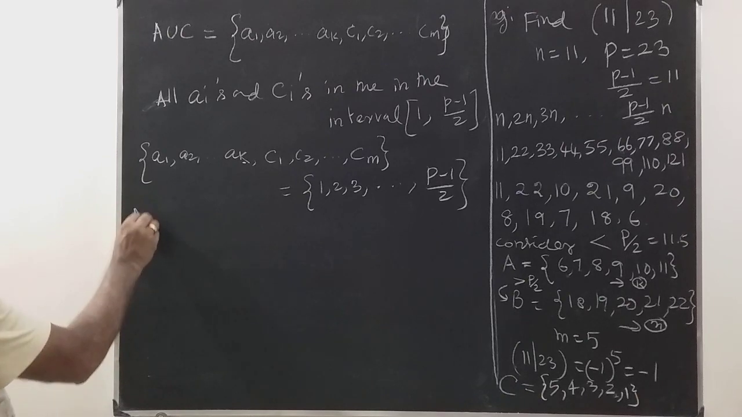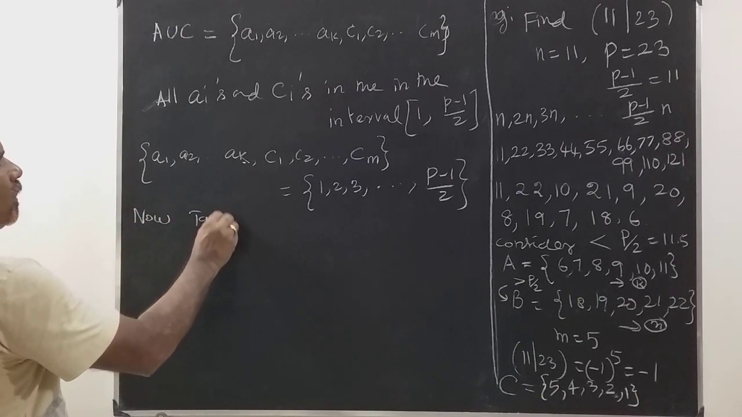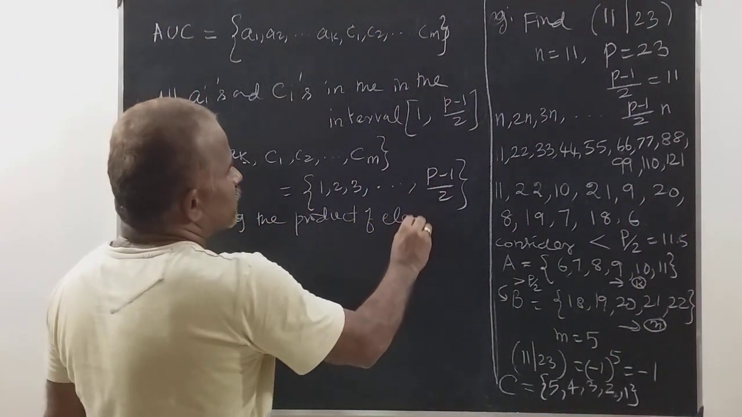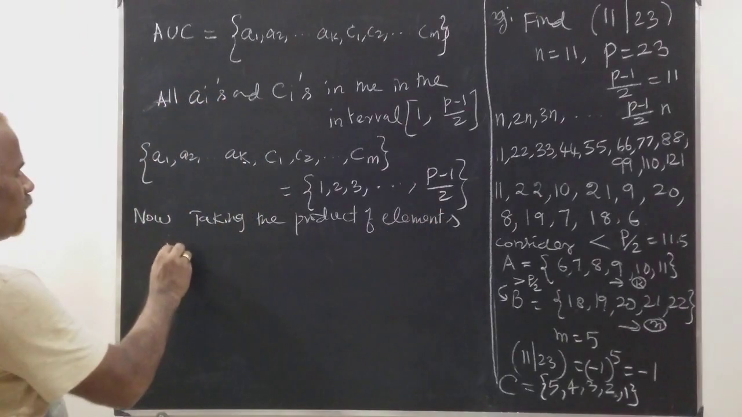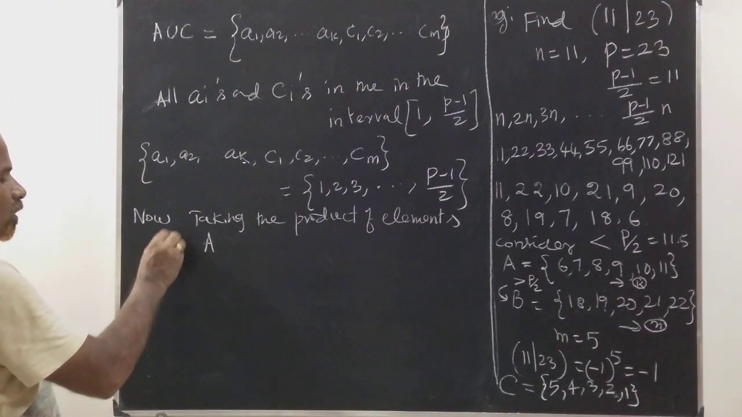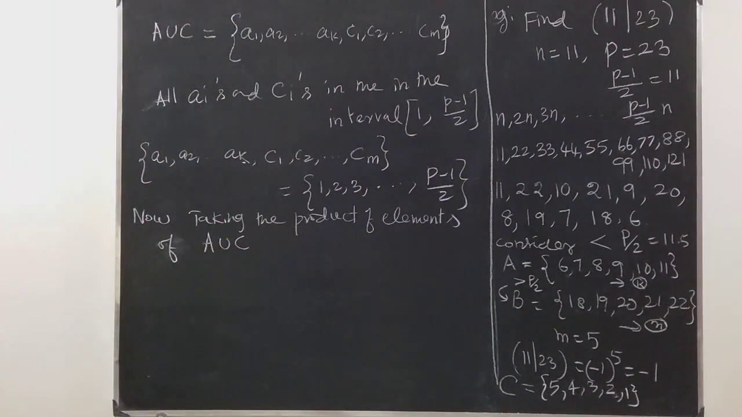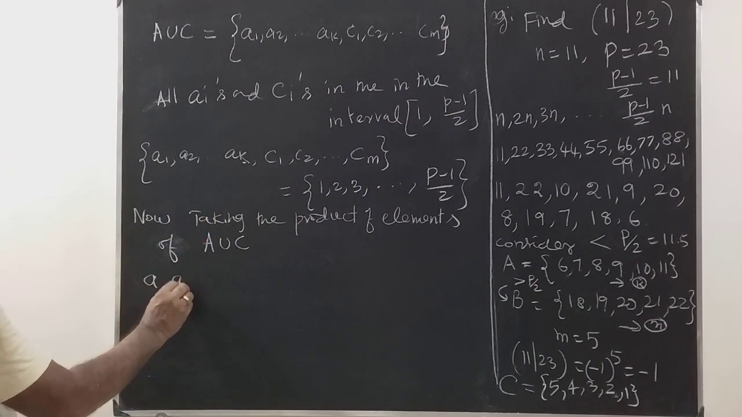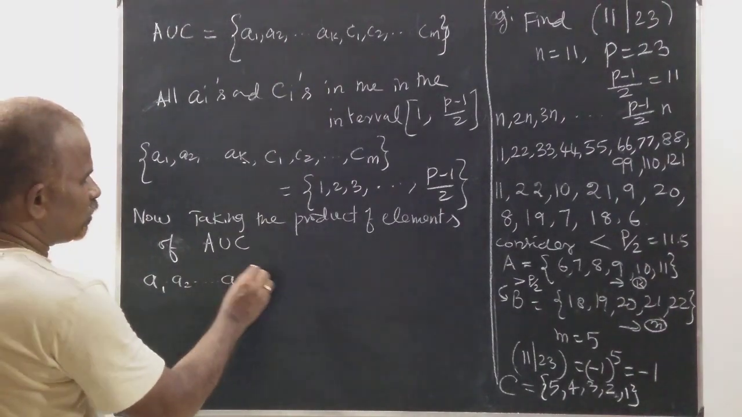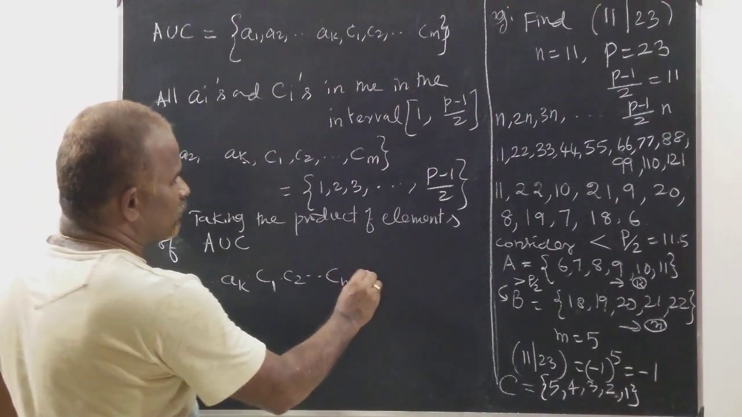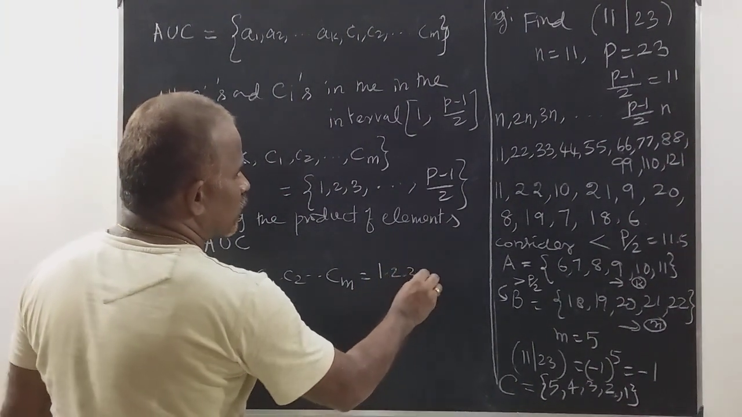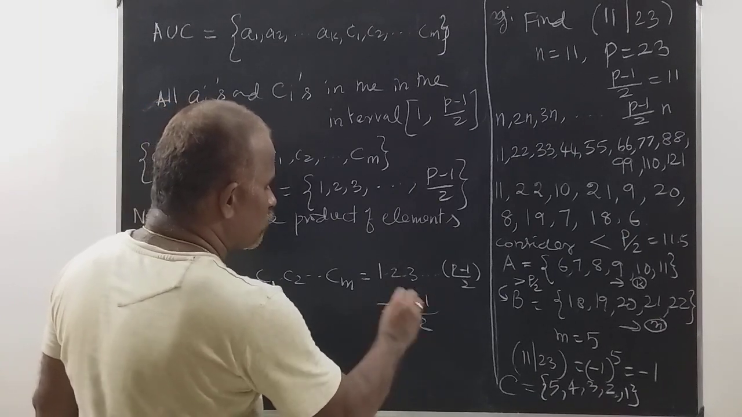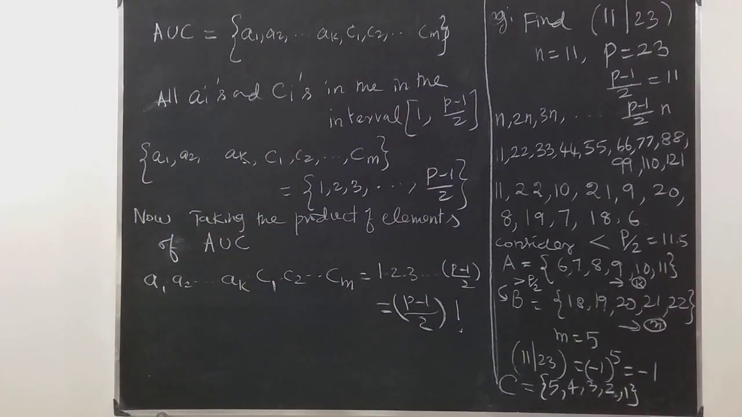Now taking the product of the elements of A union C. So therefore I can take A1 into A2 into Ak into C1 into C2 into Cm is equal to 1 into 2 into 3 into etc., (P minus 1) by 2. This is equal to ((P minus 1) by 2) factorial.